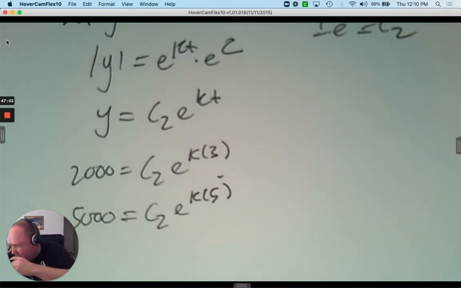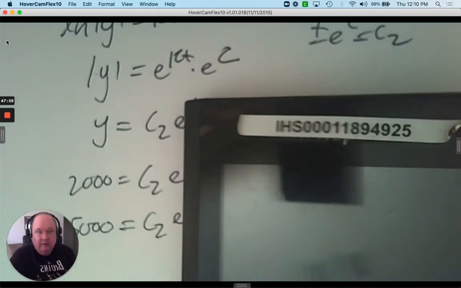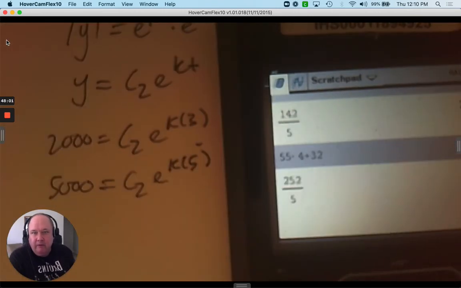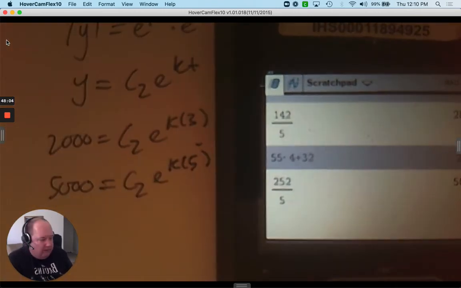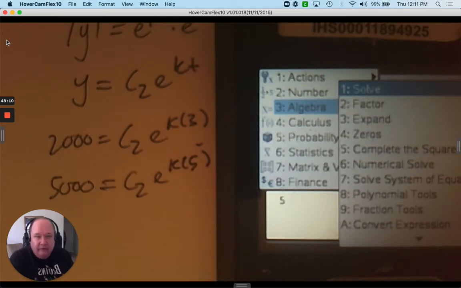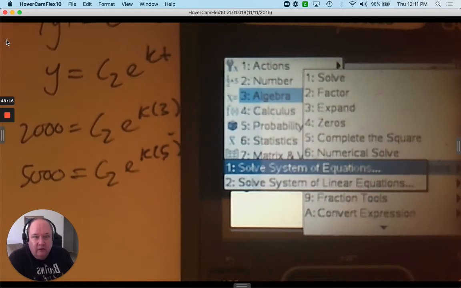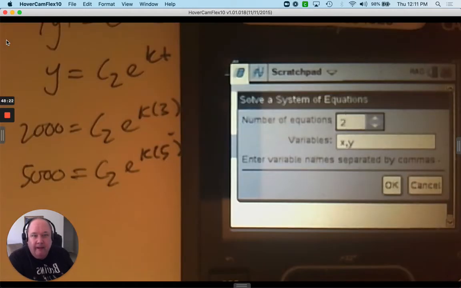And then I want to solve it. So I'm trying to think what's the best way to solve it like this. So we're going to get our calculator out. We really have two equations, two unknowns. That'd be a good thing to know on our calculator. So if I press menu and go to algebra, I can solve a system by pressing number 7. These are not linear equations, so they're just equations. So number 1. And I'm going to use c for the constant, comma, the other one is k. Why not?